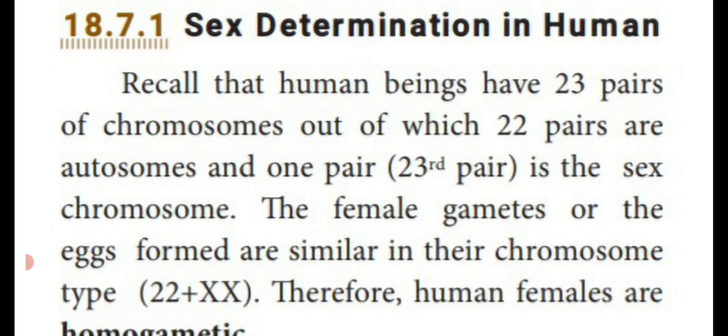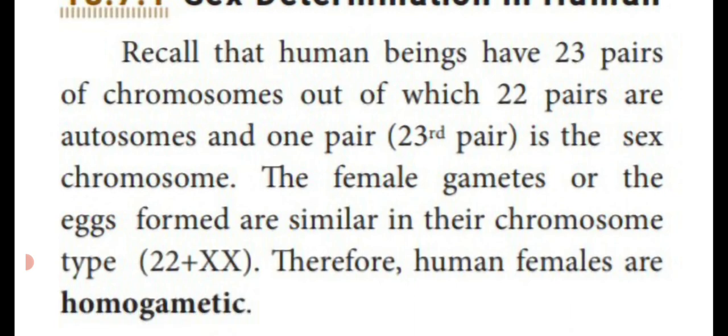Here, how the human being is considered to be a male person or a female person depends upon the chromosome structure. Dear students, female gametes or the eggs are similar in chromosomes, containing 22 body cell pairs plus 1 pair with the XX chromosome. So XX chromosome means that person is considered to be a female. Therefore, human females are homogametic.